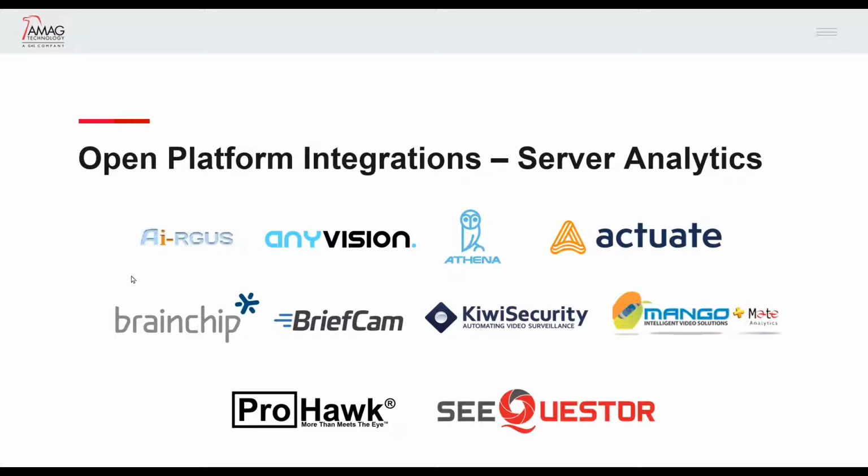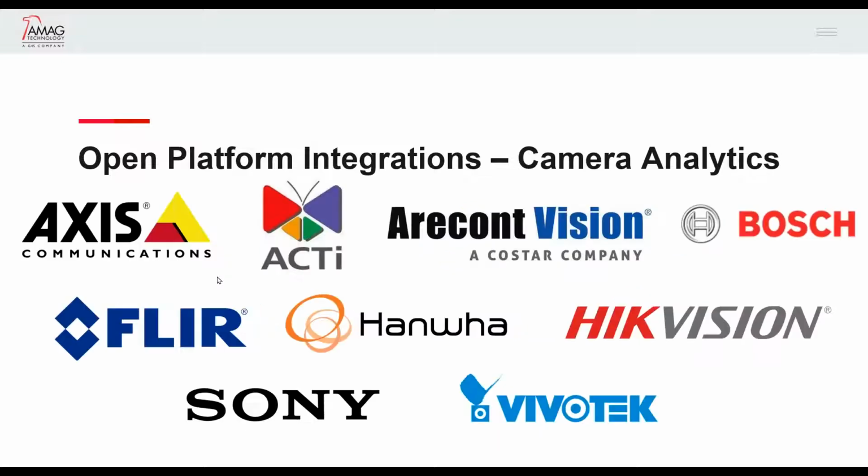Kiwi Security has a whole bunch of object and behavior detection analytics. They also have the ability to obscure faces in video. So if you're concerned about GDPR or similar type regulations, that might be a good product to look at. Mango, other object and behavior recognition analytics. ProHawk enhances video. So if you have video that is obstructed by low light, by weather conditions, ProHawk might be the right product. And Sequester, very similar to BrainChip, you can search across multiple cameras with an image in the system. So server-based analytics is a very powerful way to enhance your system and alert you of activity.